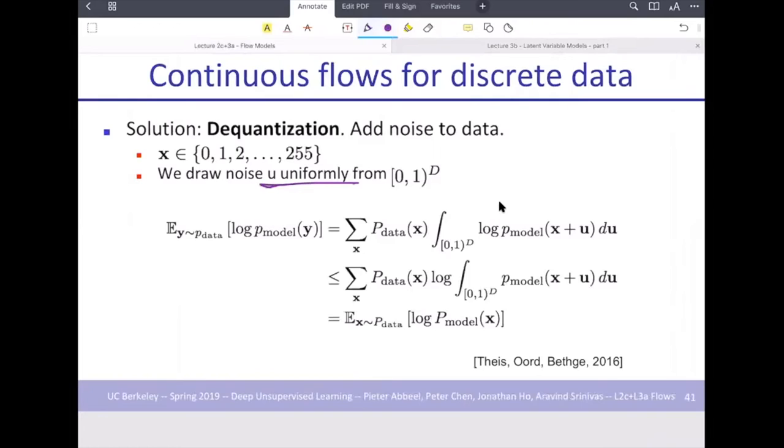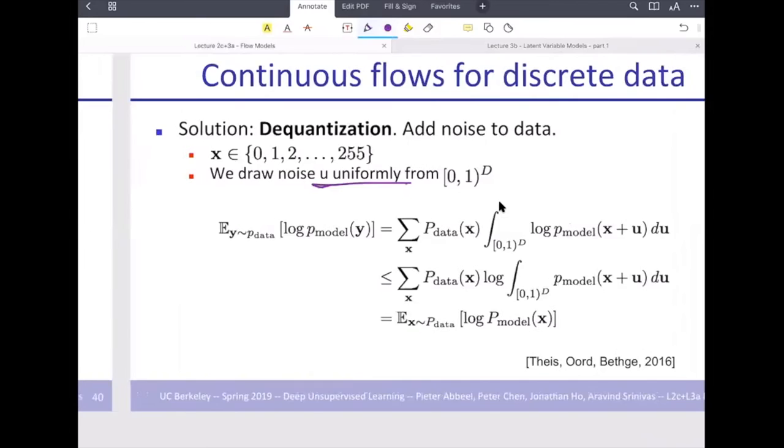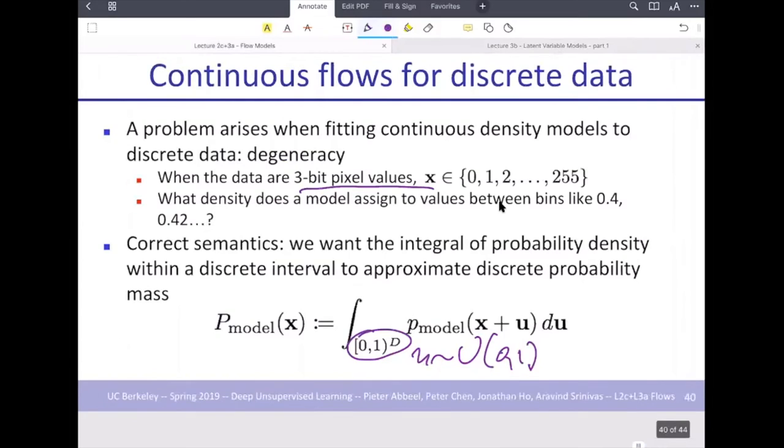Yeah. So in a variational setting, there's one paper by Ho who actually does variational dequantization, which means that instead of setting this as a uniform distribution, we learn a distribution of noise to solve this discrete problem. Does that make sense?